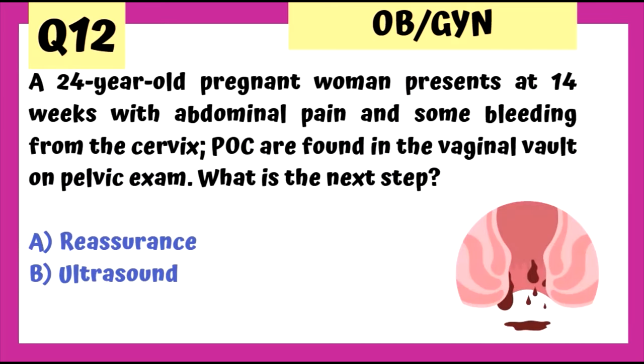Question 12. A 24-year-old pregnant woman presents at 14 weeks with abdominal pain and some bleeding from the cervix. Products of conception are found in the vaginal vault on pelvic exam. What is the next step? So here we're going to do ultrasound.